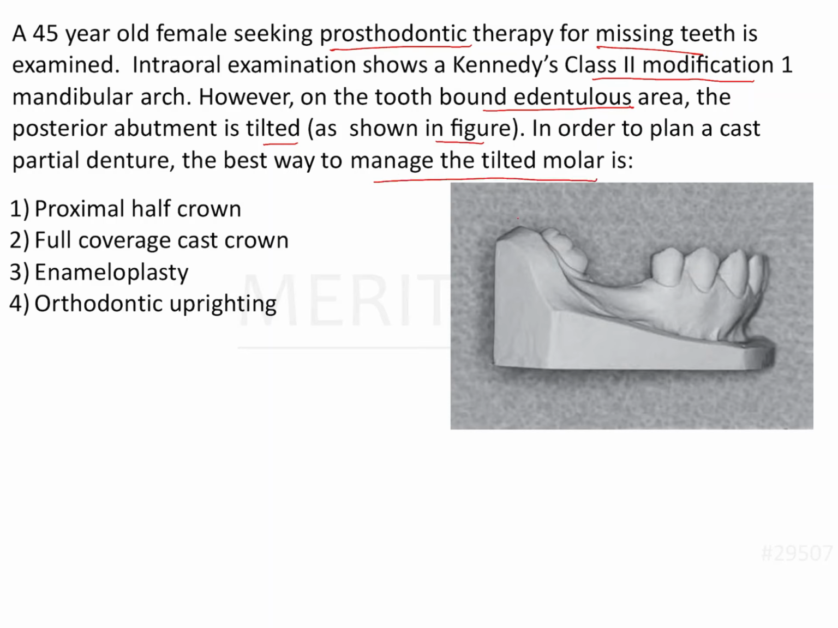Okay, so we have been shown only the fourth quadrant in the given figure. The third quadrant is supposed to be a distal extension case. This is the tooth-bound edentulous area. What all is missing over here? Let's see. This looks like a canine. So 4, 5 and 6 are missing. This is 7. Now 7 is tilted. The second molar is tilted. So what should you do in order to achieve a good cast partial denture?